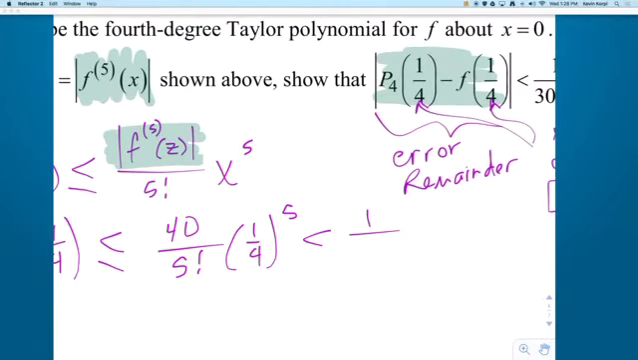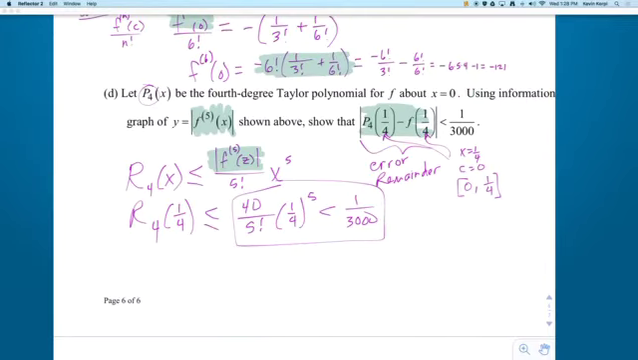Well, guess what? I'm just going to say that that's less than 1 over 3,000. Do I know it to be true? I trust the method, and I trust my ability to use the method correctly.